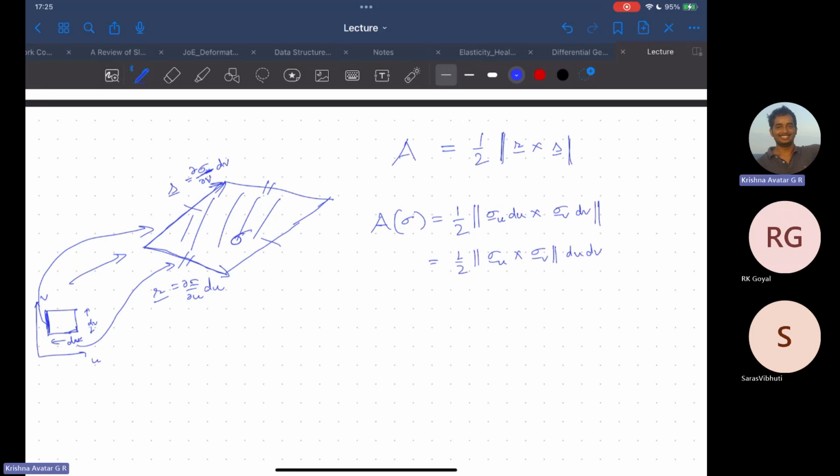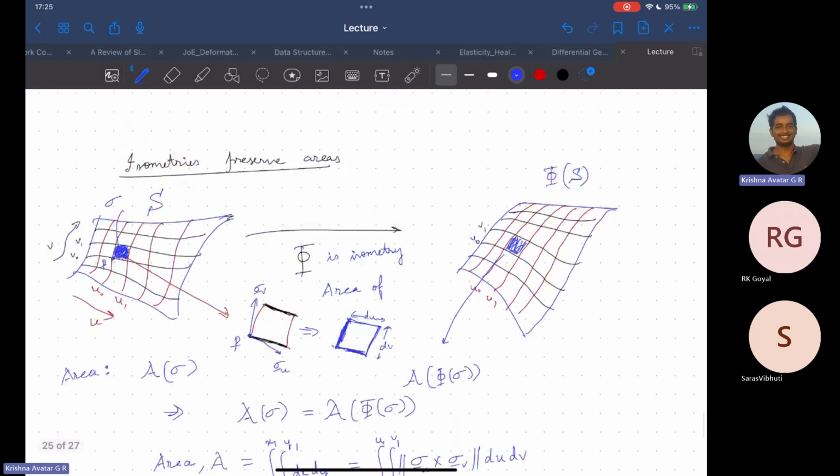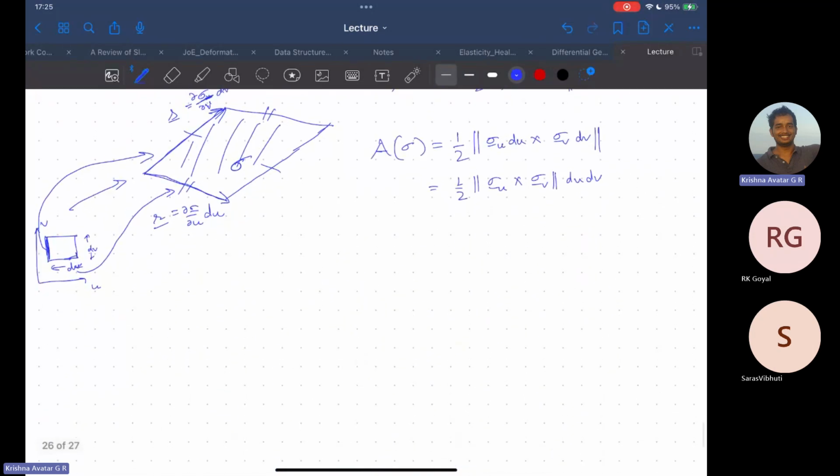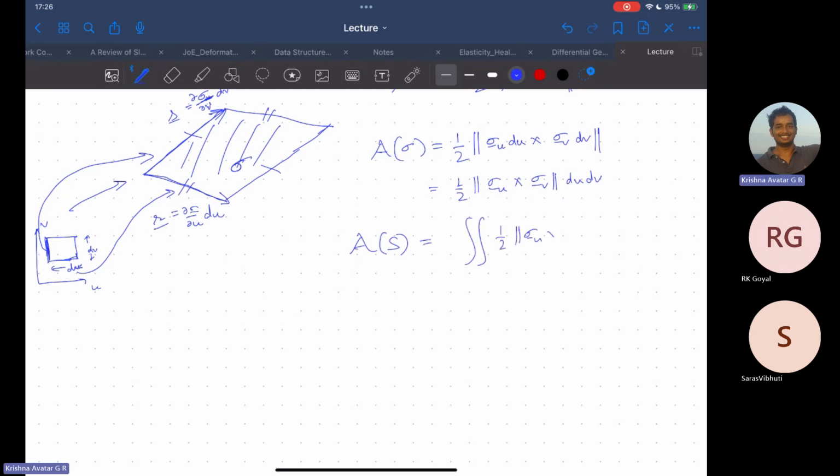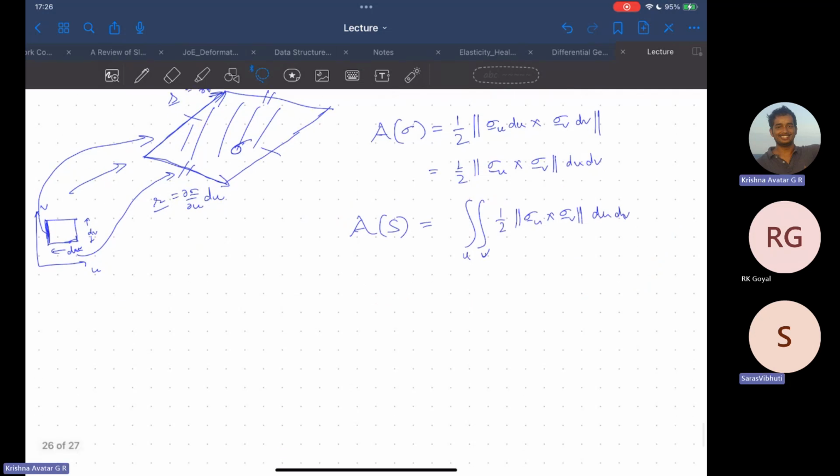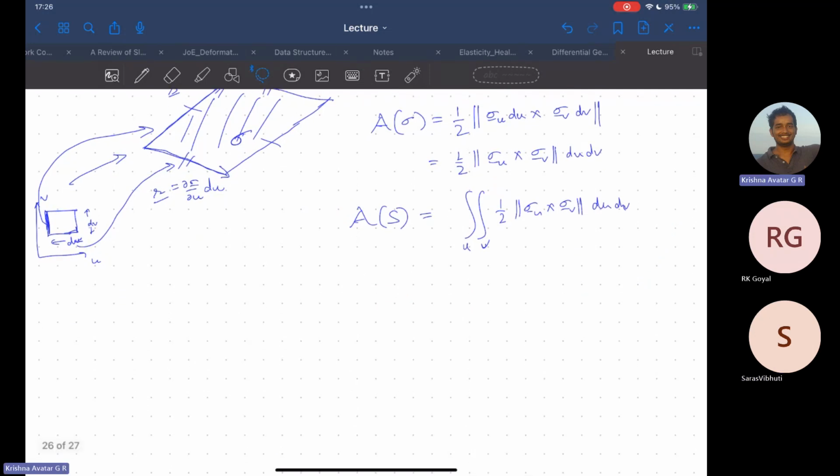Right? So now when we try to determine the area of the entire surface S, the area of S is going to be equal to the integral of this patch, sigma u cross sigma v over du dv, over the limits for u and v, right? So this is how we defined the area.